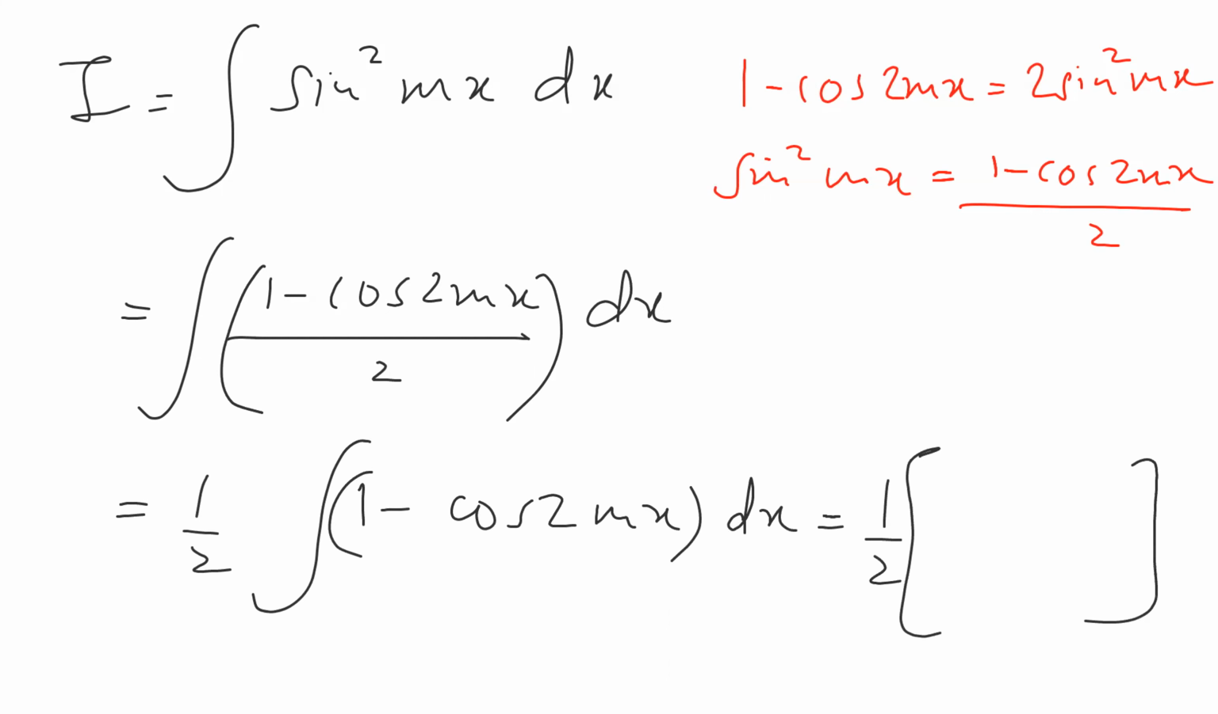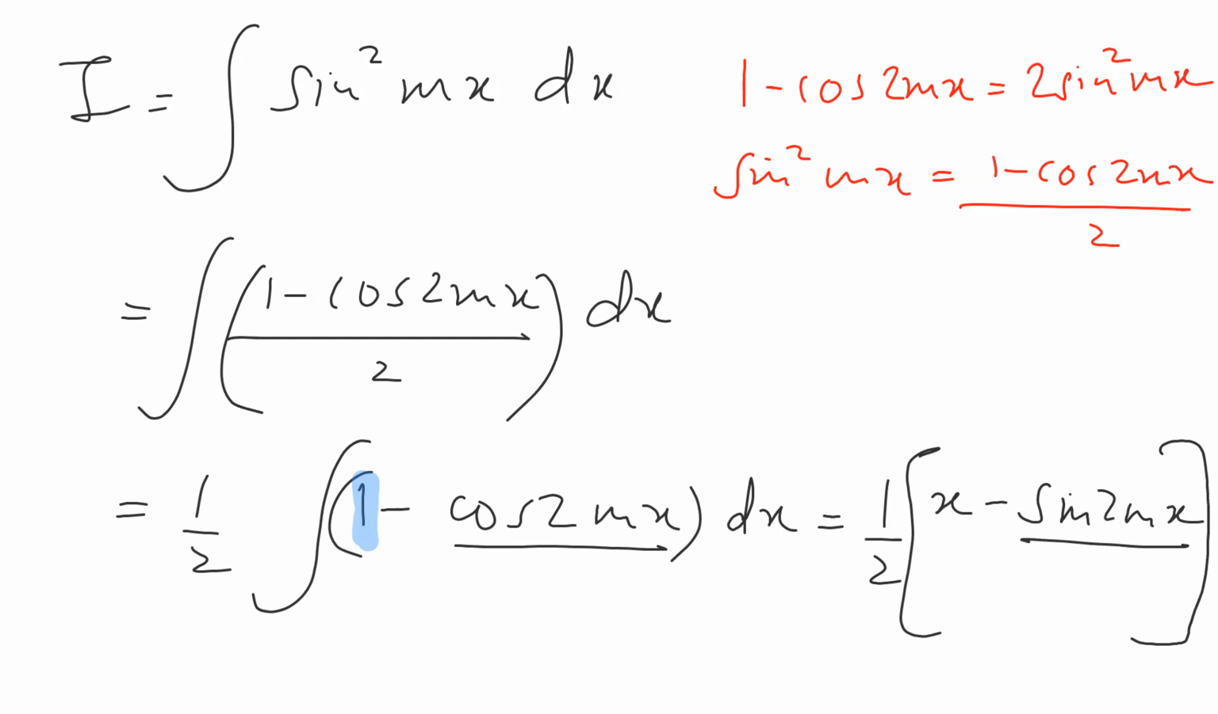Half, integration of 1 is x, minus cos 2 mx is sine 2 mx upon d by dx of 2 mx, which is 2m, plus c. Plus c. I don't have space over here to write. You just write plus c.